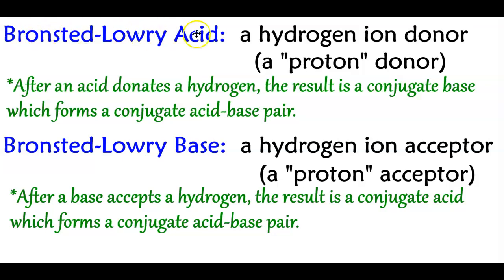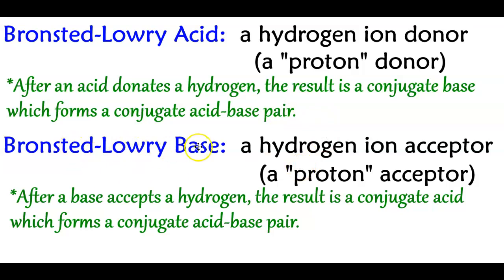A Bronsted-Lowry acid is going to be anything that's a hydrogen ion donor. We also say a proton donor instead of hydrogen ion because an H+ ion is essentially a proton. After an acid donates a hydrogen, what you have left over, the result of that transfer, is a conjugate base. And then together they form a conjugate acid-base pair.